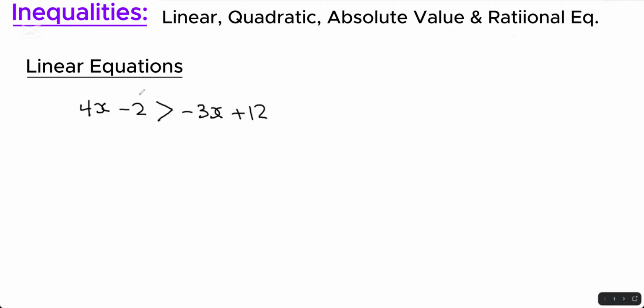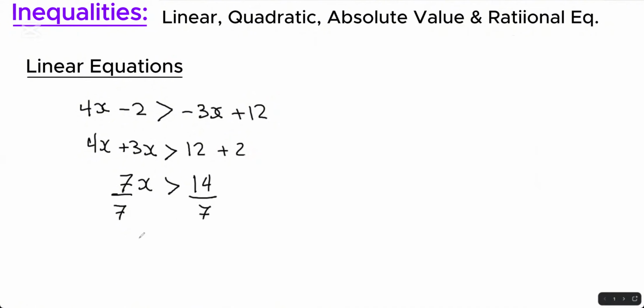sign. So I'm gonna move the negative 3x to this side, becomes positive. I'm gonna move the negative 2 to this side, it becomes positive as well, because they're negative on the other side. So here, we're gonna have 4x plus 3x is greater than 12 plus 2. Now that's 7x is greater than 14. Divide both sides by 7, and therefore x is greater than, sorry, just greater than 2.